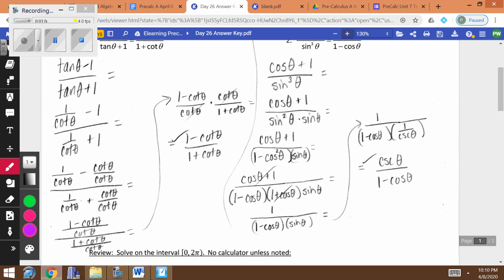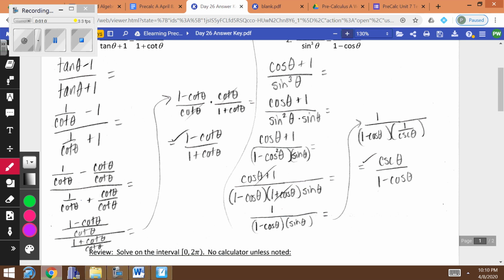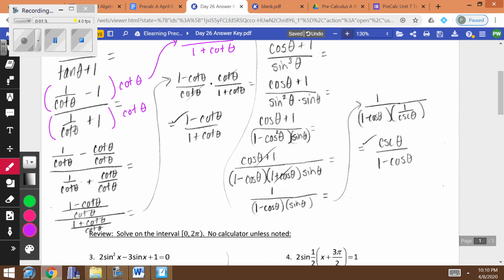Now, I did it using common denominators right here. I had a couple people ask if it was possible to multiply by the cotangent over the cotangent. Absolutely. If you did that instead, just a little sidebar here, you would have gotten 1 minus the cotangent over 1 plus the cotangent, and like magic, you already have it. So you absolutely could have done that right away. I chose to show the longer way just because I didn't know if everybody would think of doing that.